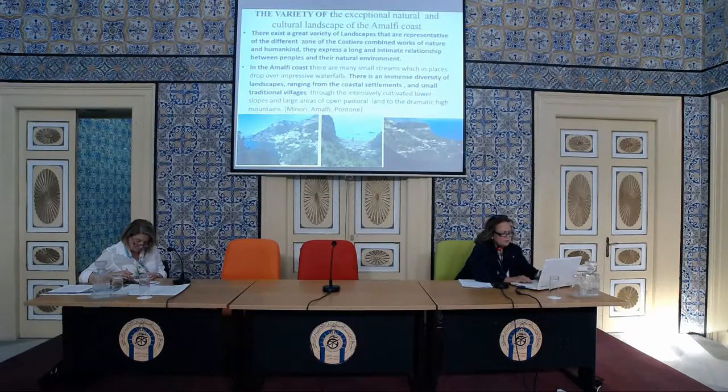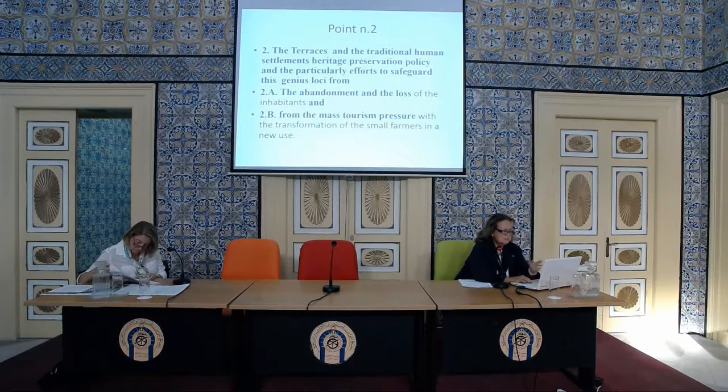Similar to Amalfi, the sea town with its harbor in the Gulf. There is a mountain, and this is the terrace. This is the argument that I would like to stress: the terrace and the traditional human settlement, heritage preservation, and the particular effort to safeguard this genius loci. There are two different threats to preserve against.